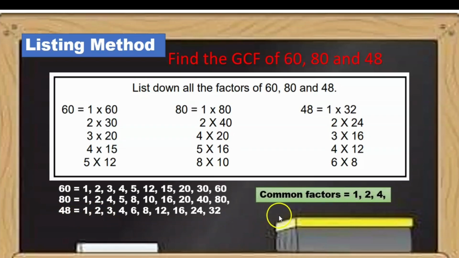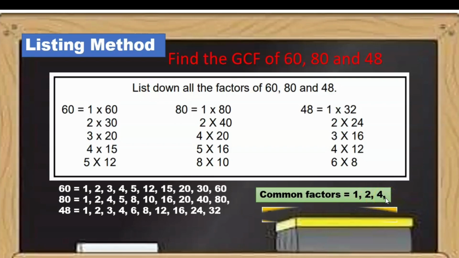And then, next step, find the common factors. Ano yung mga numbers na pare-parehas na meron sila? So, lahat sila merong 1, lahat sila merong 2, lahat sila merong 4. Yan. Dito, wala ang 3 sa 80. So, 4 meron. So, the common factors are 1, 2, and 4.